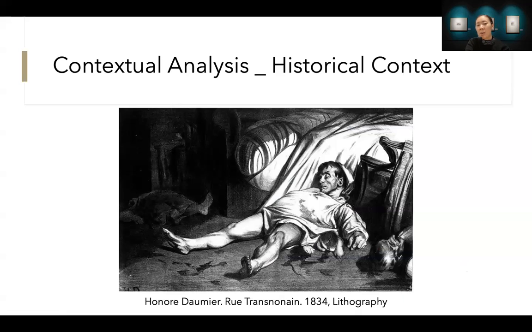Here's another type of contextual analysis. There is a lithograph work of art made by the realist artist Honoré Daumier. It has a historical context, so let me read this story.